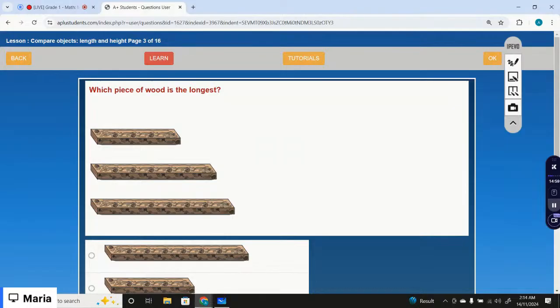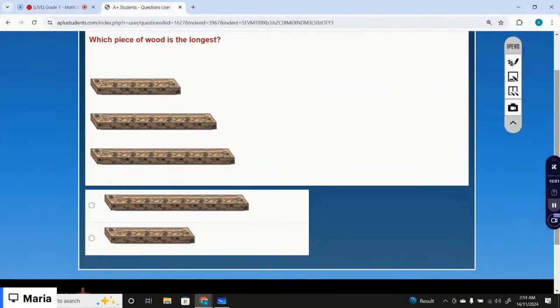Which piece of wood is the longest? Just look at the options. So which is the correct option?